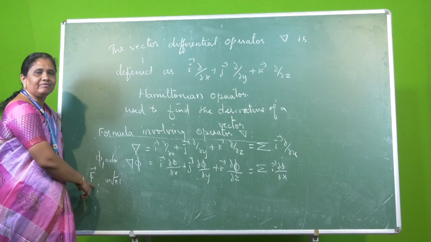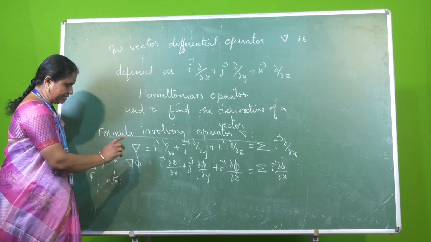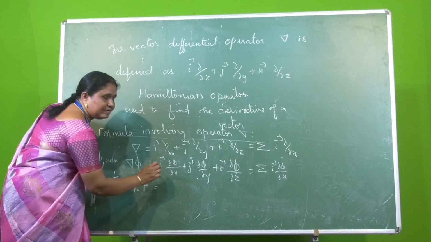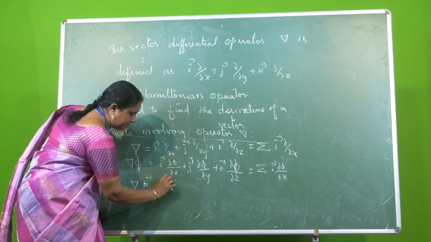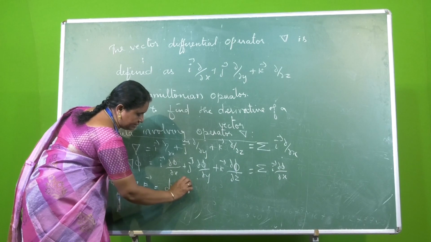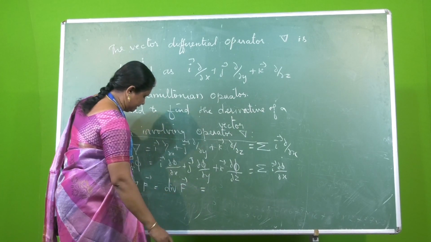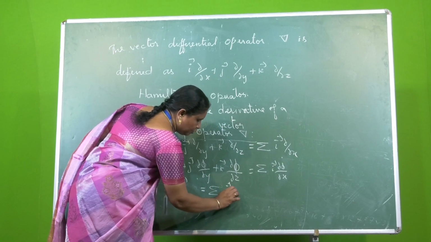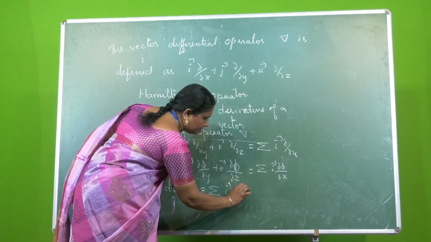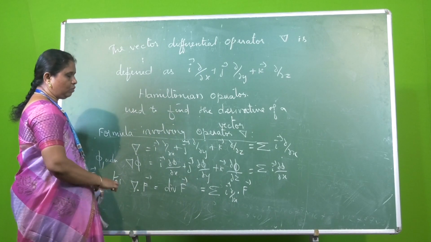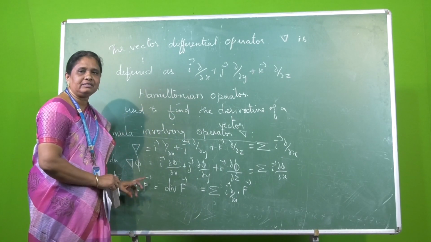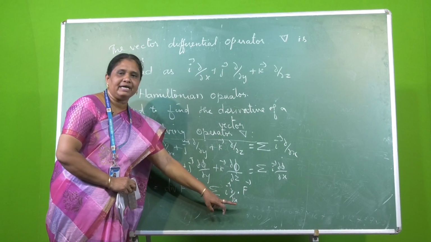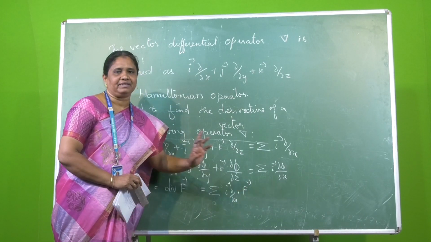If f is a vector function, then del dot f vector, which is also called the divergence of vector f, we can write as summation i vector dou by dou x dot f vector. So, we can write del dot f vector as summation i dou by dou x dot f vector.